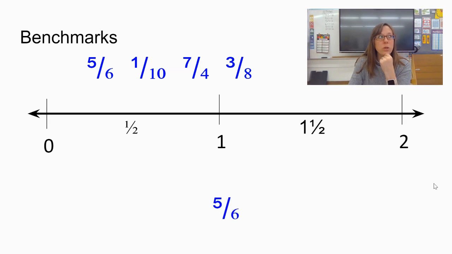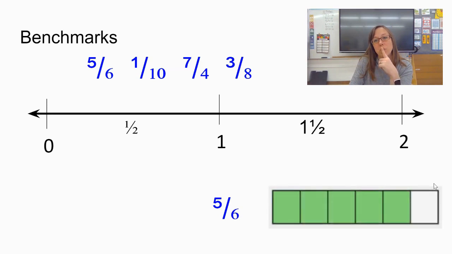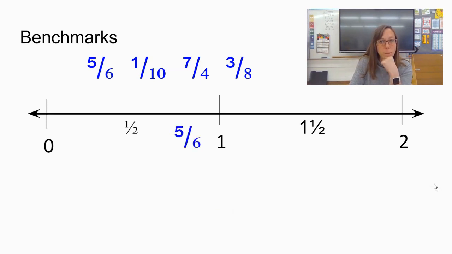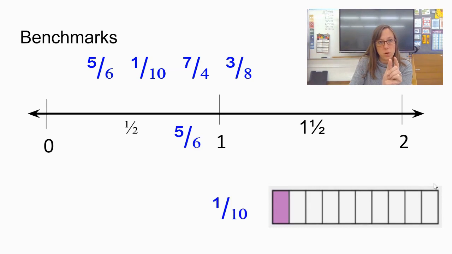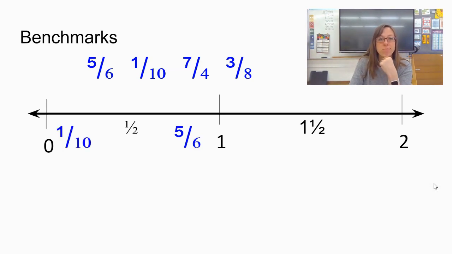So my first fraction here is 5/6. 5/6, which of my benchmarks would it be closer to? Is it less than 1? Greater than 1? Is it closer to 1/2? I know that 5/6 is only 1/6 away from 1 whole. 6/6 would be 1 whole. So I know 5/6 would be close to 1. Now I have 1/10. So 1/10, just a little fraction, right? Just 1 out of 10 pieces. So I know that would be closer to 0.